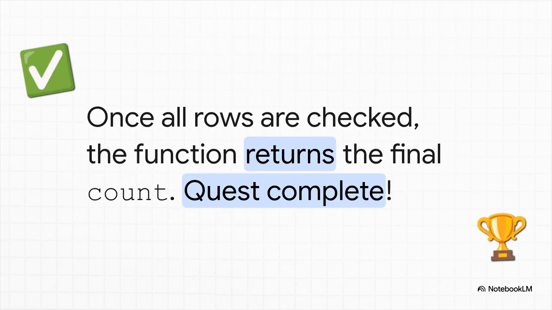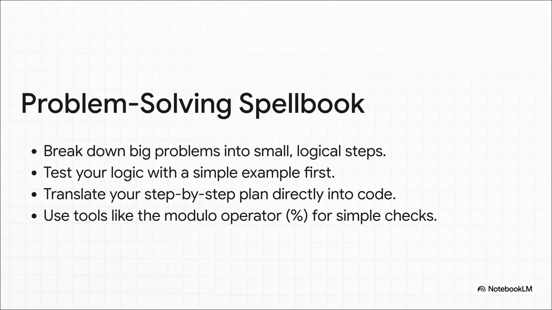So after the code has gone through every shelf, checked every book, and done all those checks, the loops are all done. The very last thing it does is return that final count. And just like that, our quest is complete. We've got our answer. So what was the real treasure we found in this library?